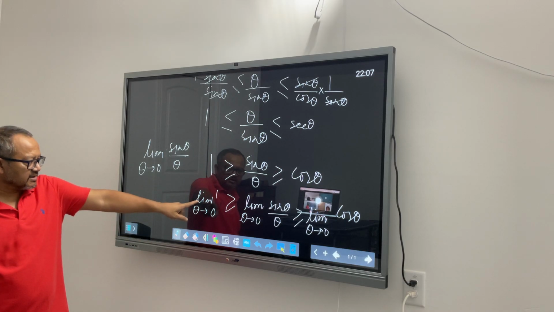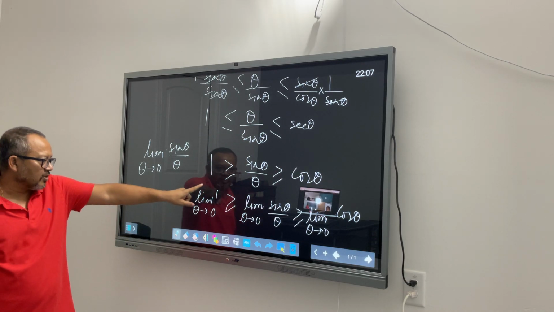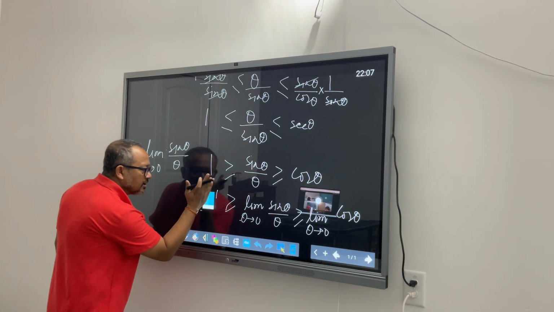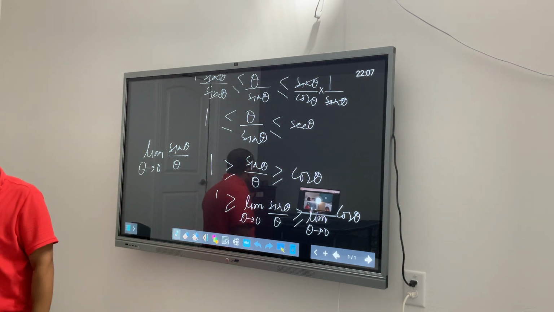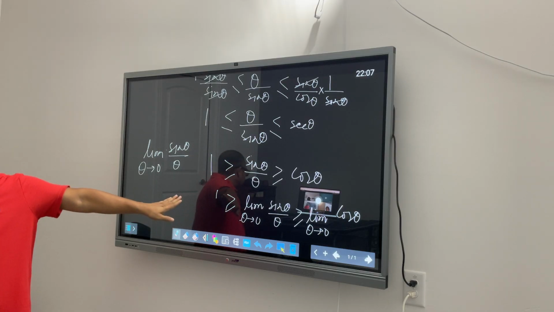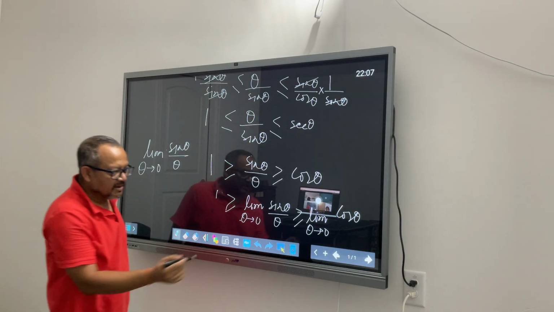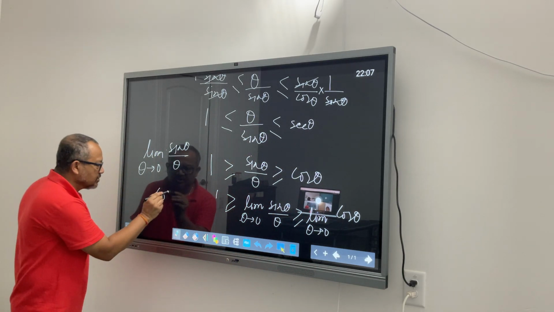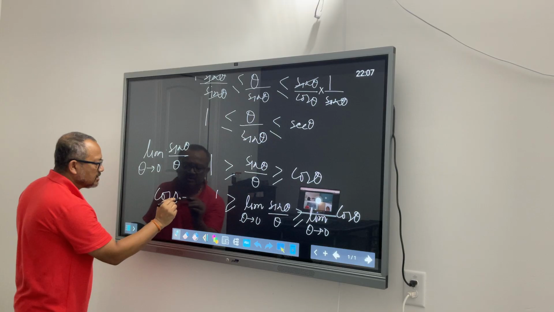First of all, this function, limit of 1 when theta is approaching 0, says go to hell. Sorry for the wrong word. It says limit. You don't have to worry about the limit part, okay? It's 1. Limit of cos theta when theta is approaching 0. We know that cos 0 is 1.